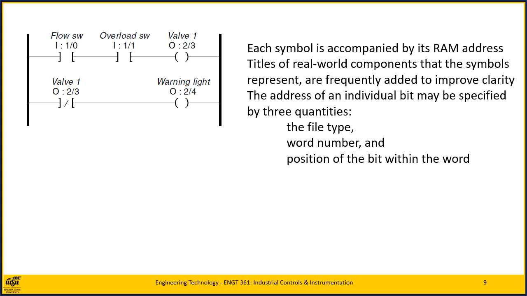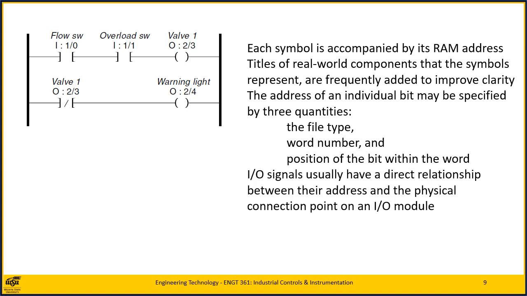The address of an individual bit may be specified by 3 quantities: the file type, the word number, and position of the bit within the word. As previously stated, I/O signals usually have a direct relationship between the address and the physical connection point of an I/O module. For example, in the top rung, the address of flow switch is given as I:1/0. The I stands for input data file. The 1 means that the input module is plugged into slot 1 of the PLC chassis, and the 0 means that the switch is wired to terminal 0 of the module.